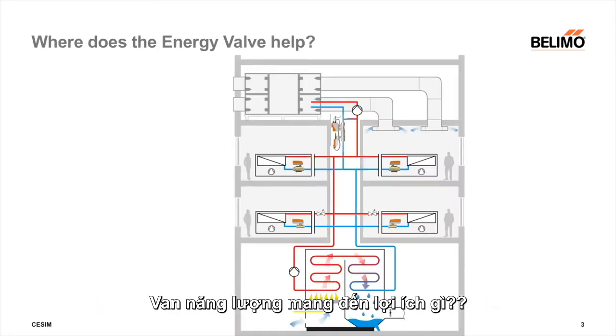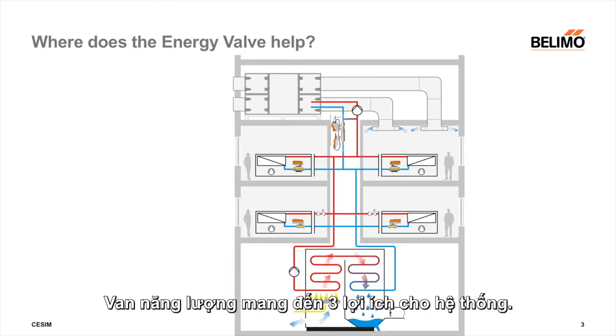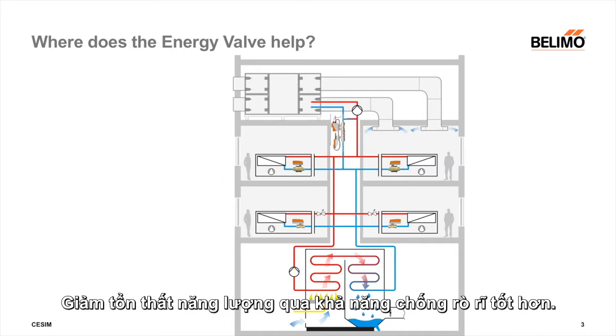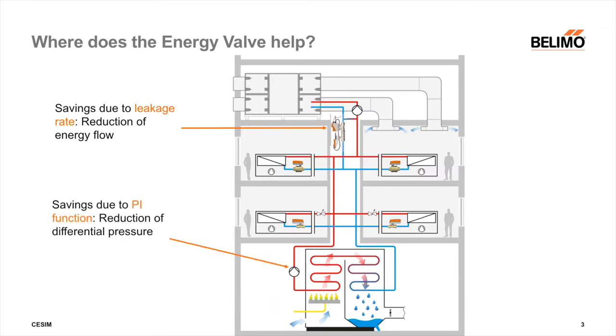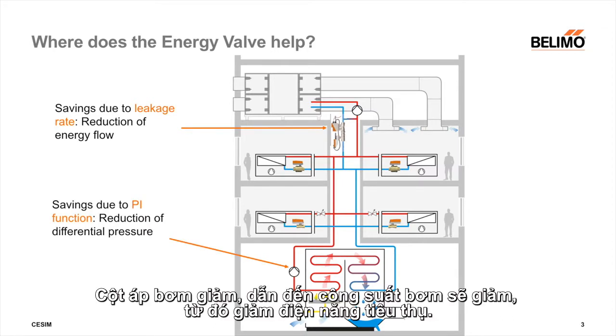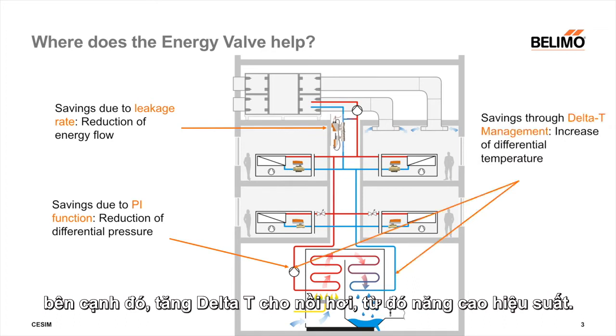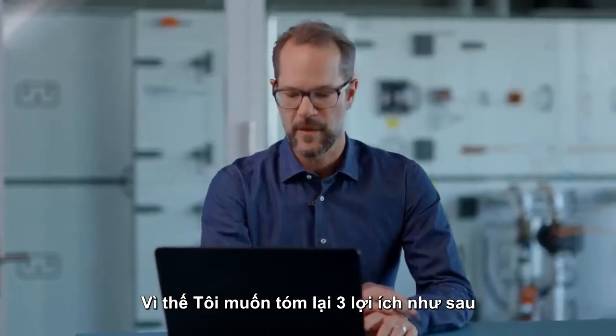Where does the energy valve help? The energy valve helps in 3 places in a building. Reduction of the energy flow through a better leakage rate. With the hydraulic pressure independence, the pump performance can be reduced by reducing the differential pressure at the pump. And increasing the differential temperature in a condensing boiler improves efficiency. Therefore, I would like to briefly address these 3 points below.